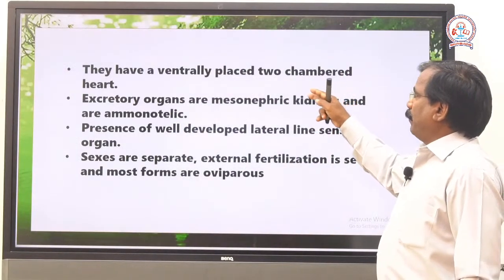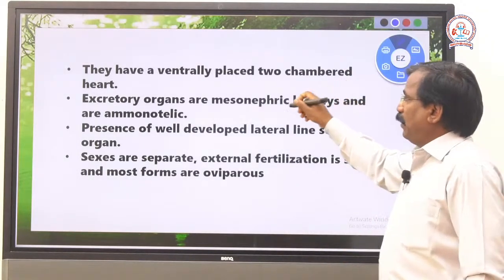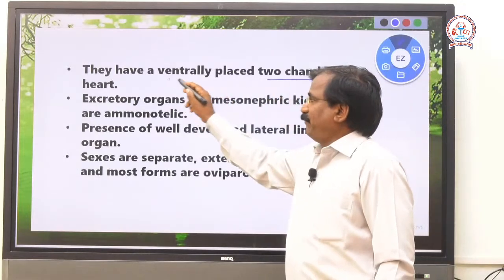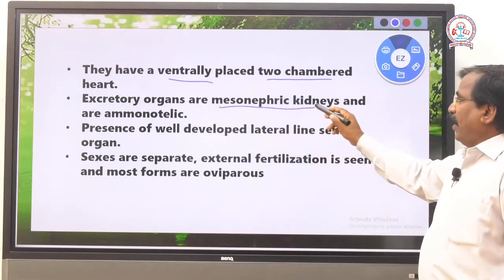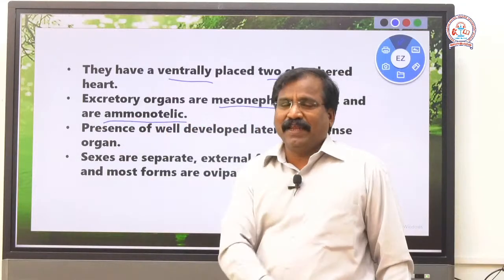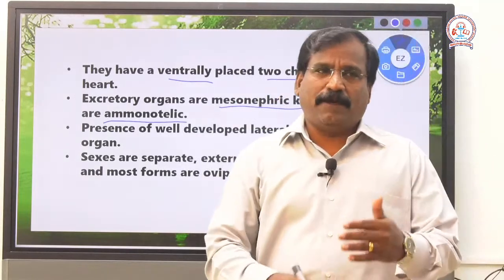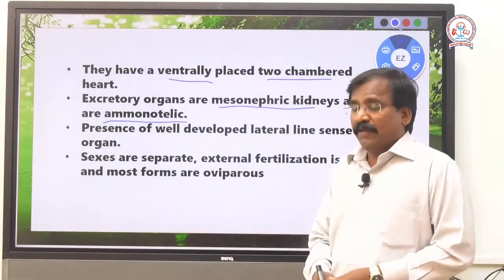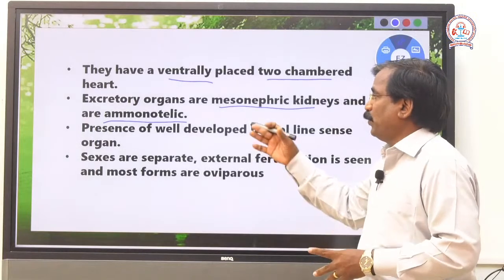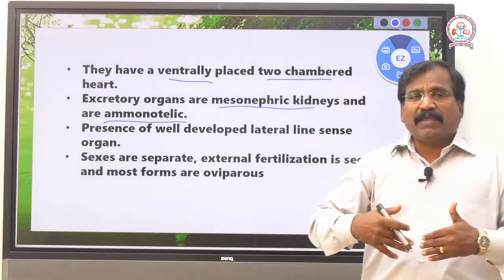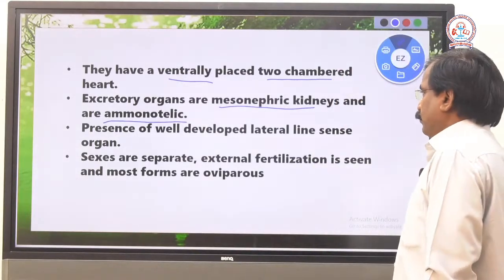And a ventrally placed two-chambered heart, its location is ventral. The excretory organ is the same, the mesonephric kidney. And they are ammonotelic. In chondrichthyes we saw it is ureotelic, urea being the major excretory product. Here the metabolic waste is ammonia, which is released directly as ammonia. That is ammonotelic.